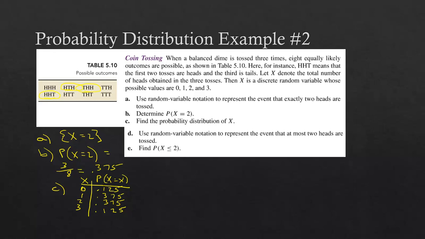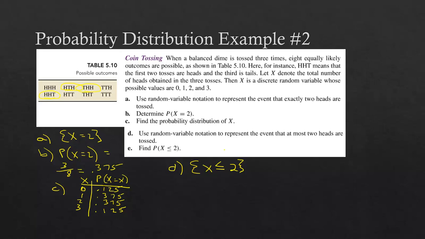Hopefully you're understanding, and this will be a fairly easy section for you. All right, well, letter D. Use random variable notation to represent the event that at most 2 heads are tossed. Now here's where you've got to remember what at most means. What does at most mean? Well, it means it can be at most 2, but it can also be less than 2. So what at most means is less than or equal to 2.